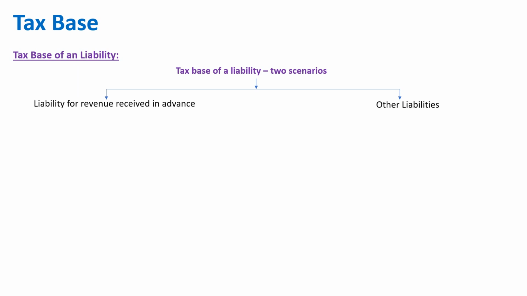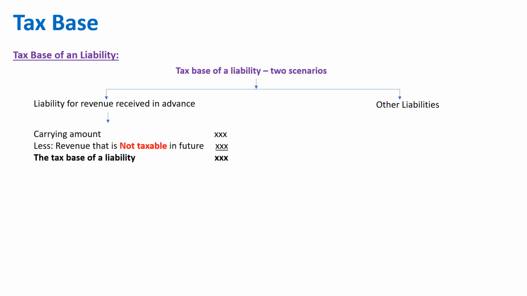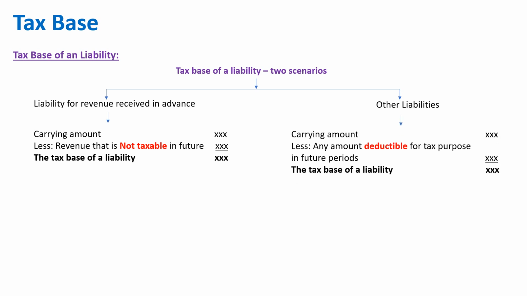So in case of liability for revenue received in advance, the formula we need to calculate is carrying amount, that is as per the accounting records, less revenue that is not taxable in future. This is very critical to understand, that we have to keep in mind revenue that is not taxable in future. Many people make a mistake that they understand revenue is taxable in future. Actually, it is not taxable in future. The tax base of liability is difference between the carrying amount and revenue that is not taxable in future. Coming to the other liabilities, it is carrying amount less any amount deductible for tax purpose in future periods is the tax base of the liability.